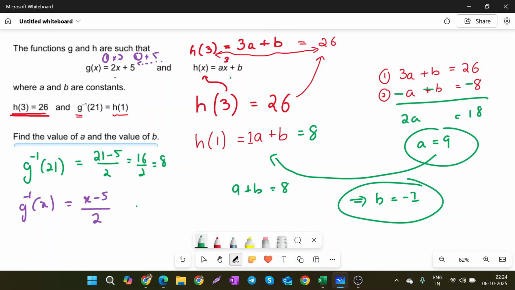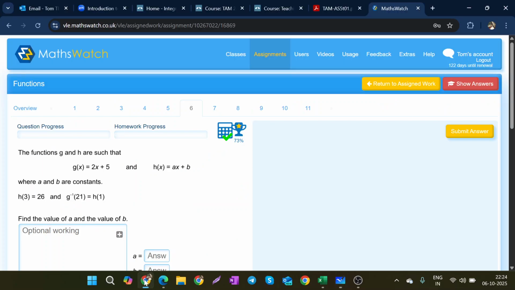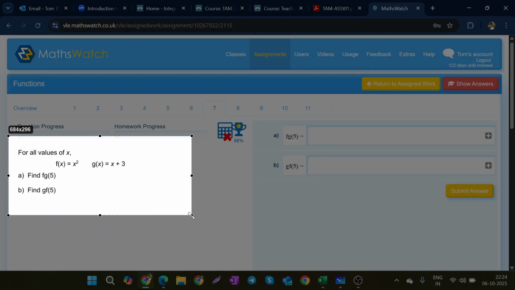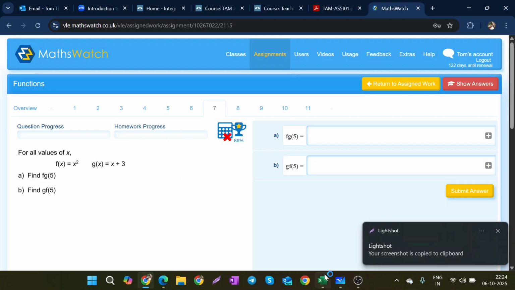It is slightly tricky because you have to bring in the idea of simultaneous equations. You have to bring in the idea, what does h of 3 equals 26 mean? So you need to plug in x as 3 and then use that value from this expression and connect it to your output there. Similarly, you also need to figure out your g inverse and then use that g inverse expression to figure out what is g inverse of 21. So if you want to pause and re-watch that question, I wouldn't mind, because it's slightly more tricky.